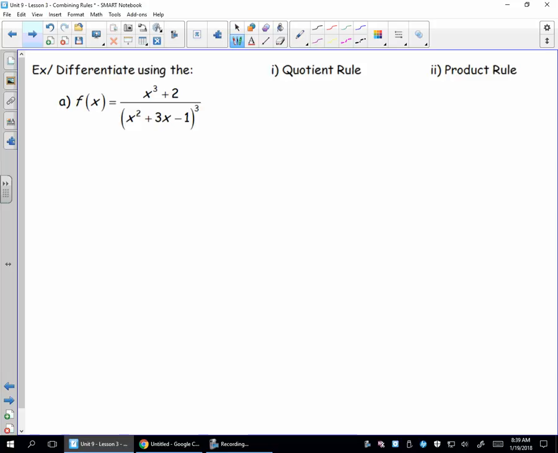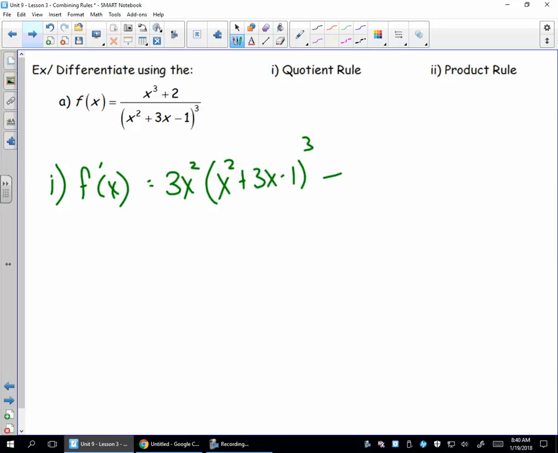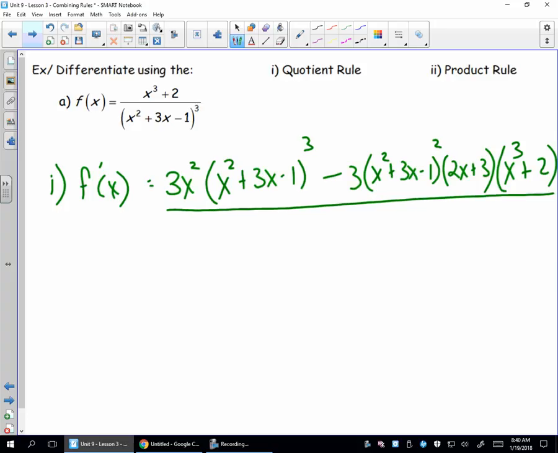And so method one, let's do our quotient rule. Our quotient rule states that if we take the derivative of the top, which is 3x squared, and times it by the bottom, and then we subtract the derivative of the bottom and multiply by the top, we then have to divide it by the whole bottom squared. That will be our derivative. But that is definitely messy, so we need to simplify this.